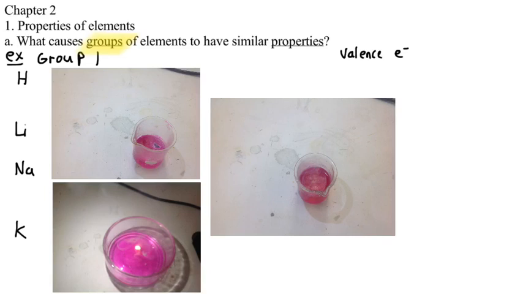So they all do very similar reactions with water because, and here's the answer, they all have the same number of outer electrons, or valence electrons, that can interact because they're on the outside. So the periodic table is organized so that elements that have the same number of outer electrons, so they react similarly and have similar properties, are in groups or vertical columns.